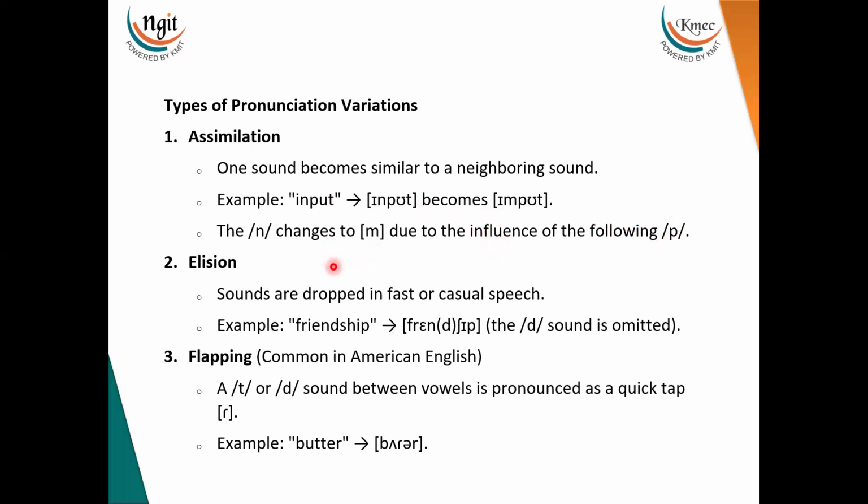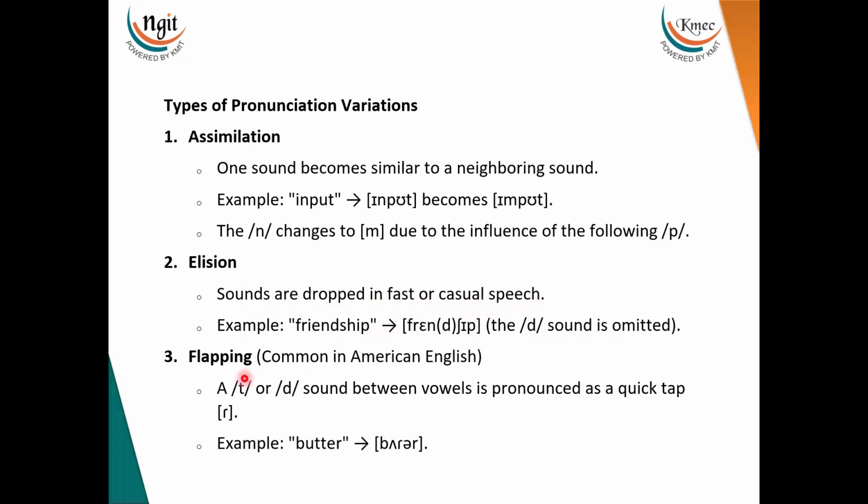Then we have elision, where sounds are dropped in faster casual speech. The example is friendship. When we say friendship, the D sound is omitted. We don't pronounce or stress that particular D in friendship. Rather we say friendship. This is called elision, that is, sounds are dropped in faster casual speech.